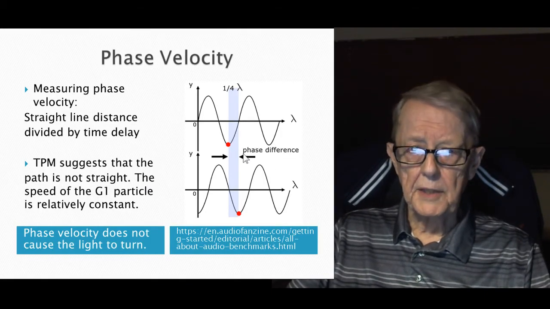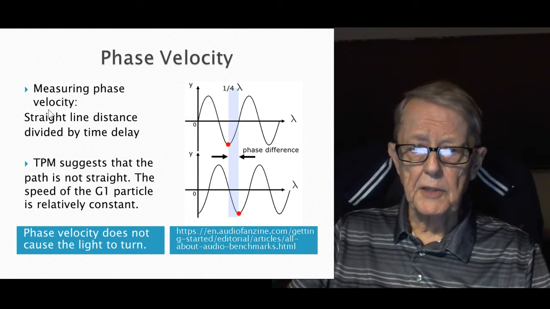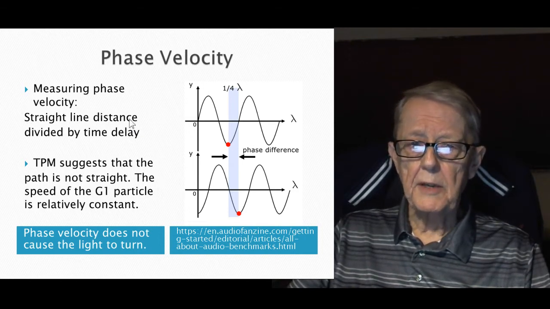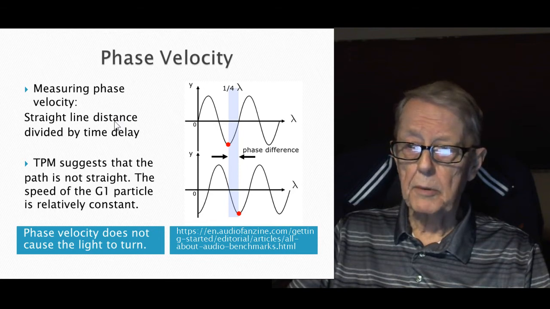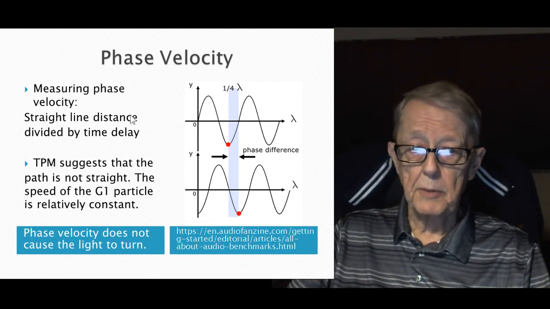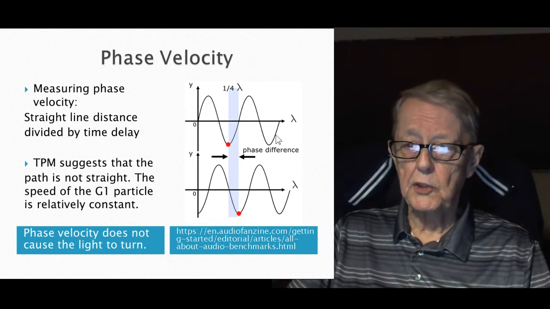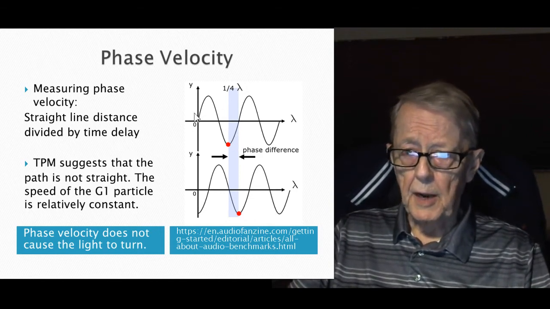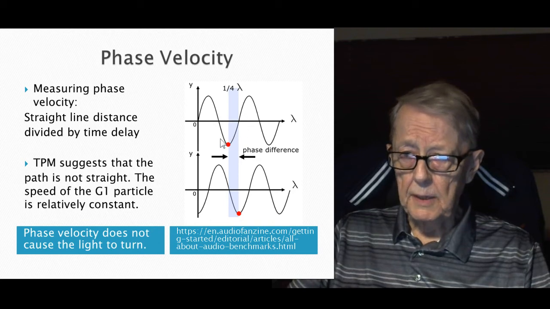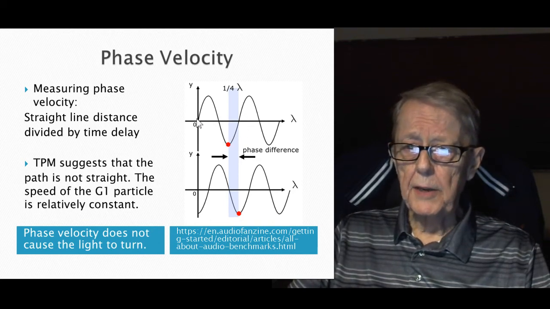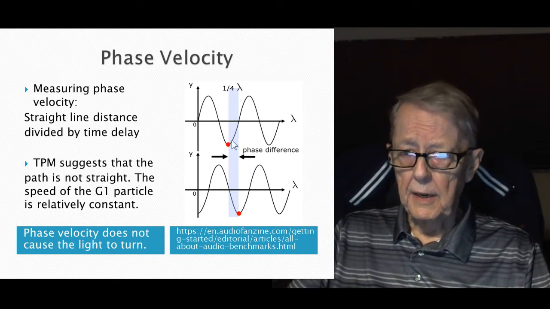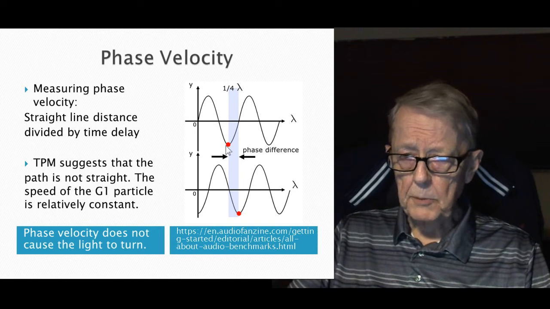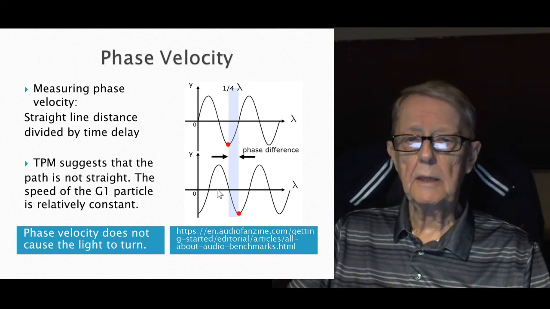Now to phase velocity. When they measure phase velocity, they measure the straight line distance that the light progresses across the prism, and they divide it by the time delay. This is just a generic diagram for phase difference. The top light stream is the incoming light to the prism. This is the outgoing, and there is a time delay between this peak and this peak.